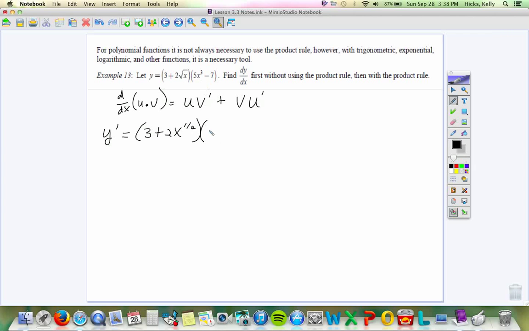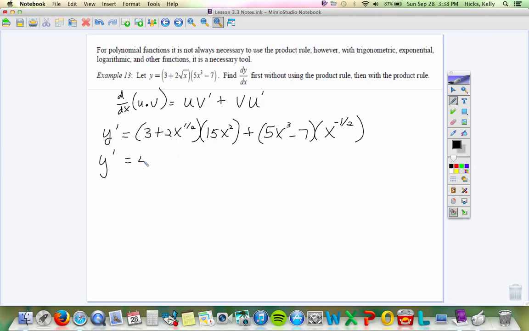So I need the derivative of 5x to the third power minus 7, which is going to be 15x squared. The minus 7, the derivative of that is 0, so that goes away. All right, plus v, which is the original v, and then times u prime. Well, the derivative of 3 is 0. The derivative of 2x to the 1/2 power is going to be 2 times 1/2, which is just 1, x to the negative 1/2 power. All right, let's clean that up just a little bit.